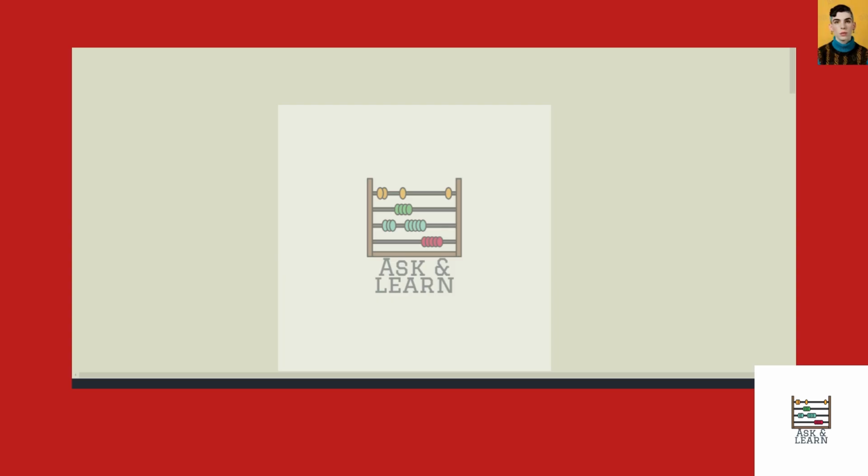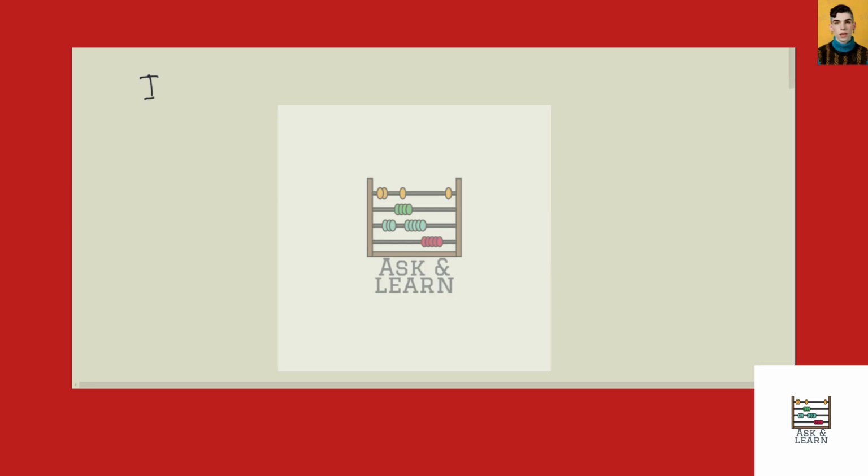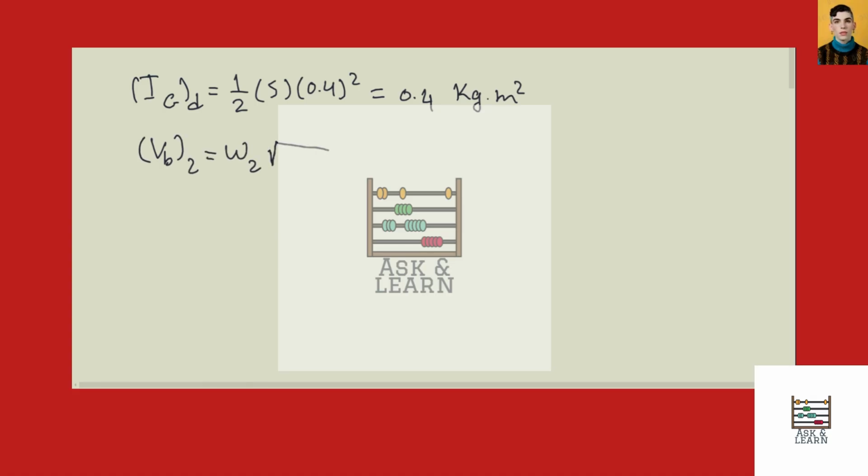In this question, the mass moment of inertia, I_G of the disk, equals half multiplied by 5 multiplied by 0.4 squared, which equals 0.4 kilogram meter squared. Also, V_P2 equals omega 2 times root 5.92, and V_D2 equals omega 2 times 2.4.